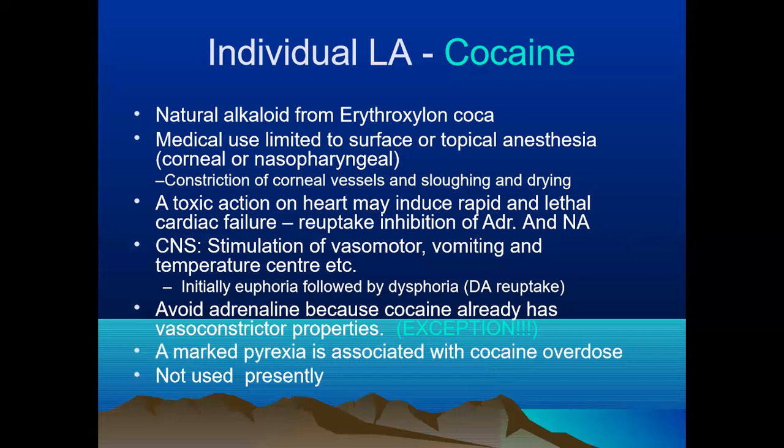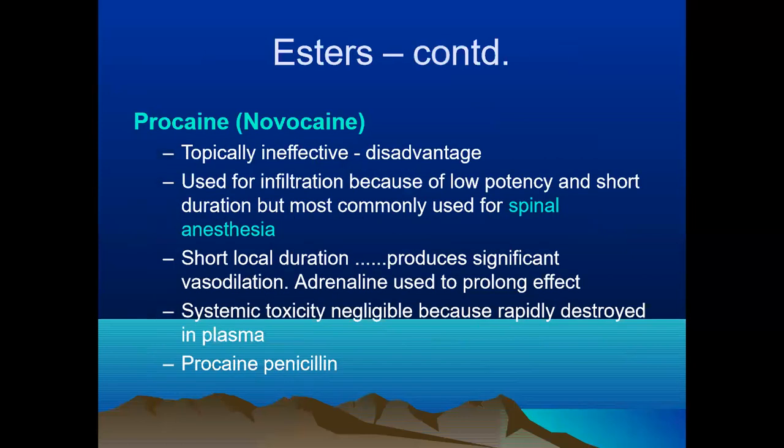That is about cocaine. So procaine, that is an ester, is relatively topically ineffective. Its disadvantage is low potency and short duration, so it is not used for infiltration, but it is most commonly used for spinal anesthesia. Its short duration produces significant vasodilation, so adrenaline is used to prolong the effect. Systemic toxicity is negligible because it is rapidly destroyed in plasma, and it is used as procaine penicillin. So this one is procaine, which is an ester, and those are the characteristics.